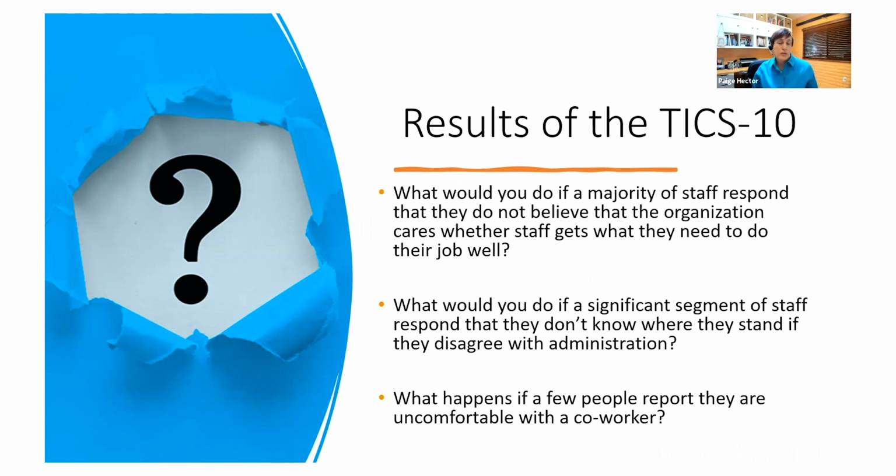I transformed those results into questions. So for example, what would you do if a majority of staff respond they do not believe that the organization cares whether staff gets what they need to do their job well? That was the case in one of the facilities, that the overwhelming majority of staff really felt that. What would you do if a significant segment of staff respond they don't know where they stand, if they disagree with administration? Or what happens if a few people report they are uncomfortable with a coworker? So one of the examples, we did this, and it was a very small number of people that were struggling with a coworker, but you still have to decide, do I spend my time there? What are the struggles? How do I intervene? Do I intervene? So, not insurmountable questions, but you need to be aware.